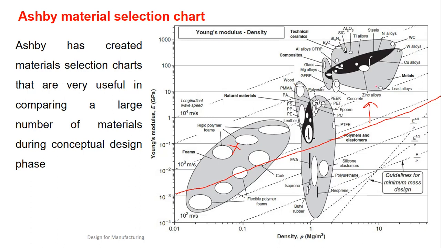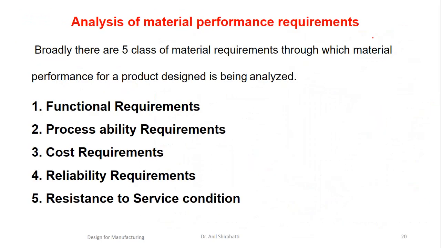Now what about the cost? Then I may go and select steel, because I saw that titanium is very costly. Both are satisfying the needs, but steel is cheaper compared to that one. Like this you can select the material, deciding the final material depending upon the alternative materials available to you. Now the last part is analysis of material performance requirement.